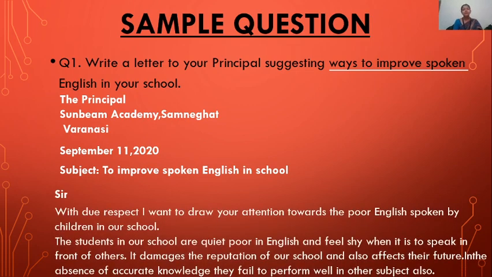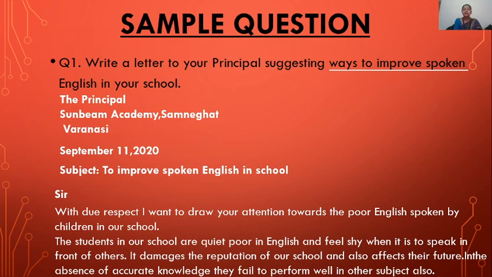Here I told you the body contains at least 3 and maximum 5 paragraphs. Let's start with my first paragraph: with due respect, I want to draw your attention towards the poor English spoken by children in our school. You have given your introduction, I, and the problem's introduction: poor English spoken by children in our school. Now second is for causes and effect.